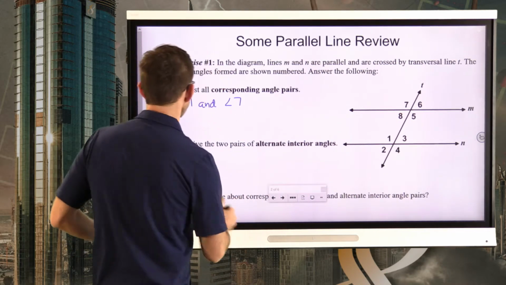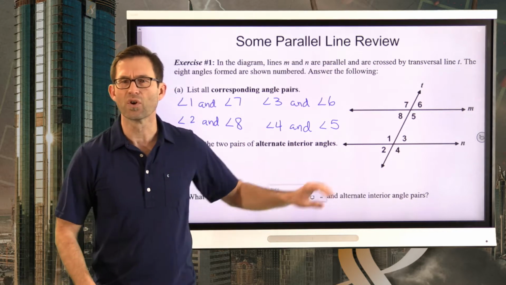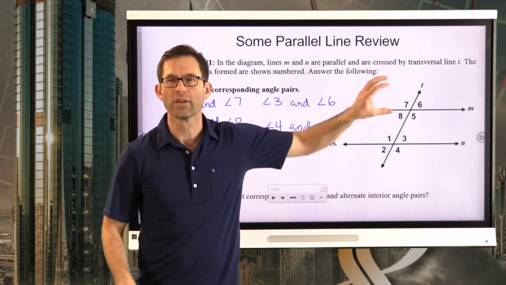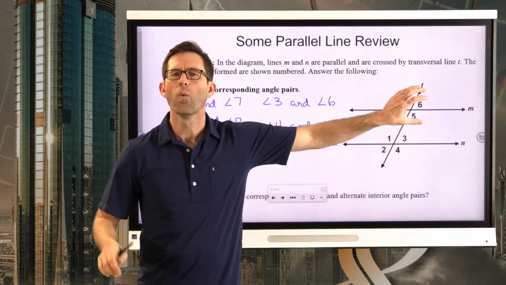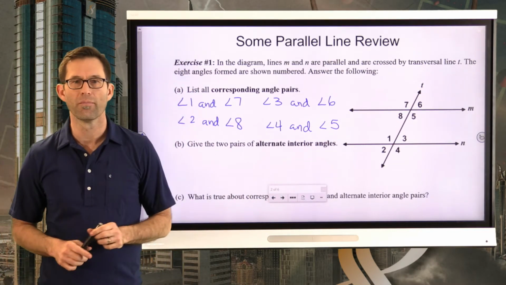Let's go through those really quick. We're going to say angle 2 and angle 8, angle 3 and angle 6, and angle 4 and angle 5. It's just as if we took these four and literally put them on top of these four. What angles would lie on top of the other ones? That's our corresponding angle pairs.